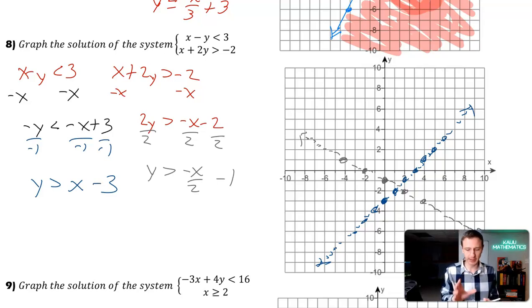So I'm just going to highlight the actual solution region. So if you look at both of them, for my blue one, y is greater than x minus 3. So that would be everything up here. Y is greater than x minus 3. So that'd be above the line.